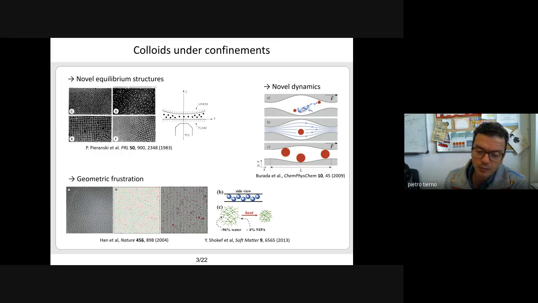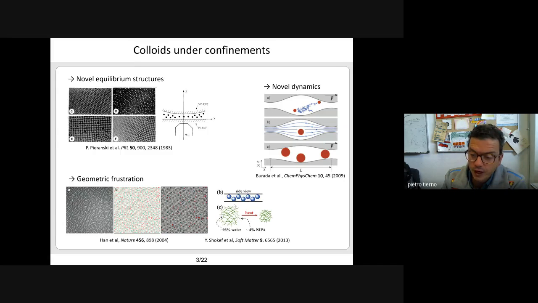And also, you can confine colloids to investigate more general effects that are widespread in physical systems, like, for example, the case of geometric frustration. Here, the authors are from the group at Penn State, when Yair Shokef was in the group of Arjun Yodh. They confine microgel particles, which are particles that can shrink once you increase the temperature of the system.